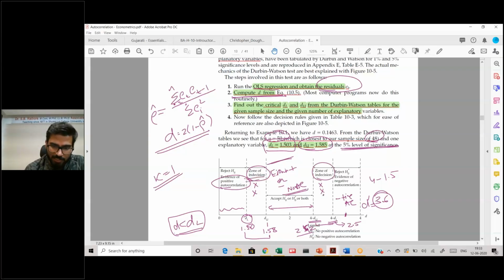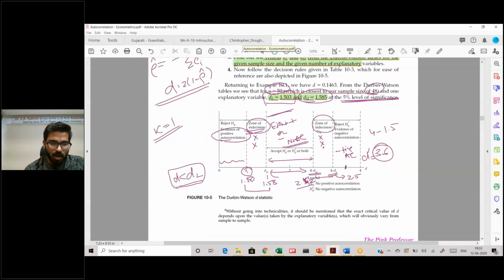Similarly, you can definitely say that you do not have a negative autocorrelation, but you cannot say certainly that you don't have autocorrelation. If your d value is coming in between this zone, you can definitely say there is no autocorrelation. So this is how you check this.